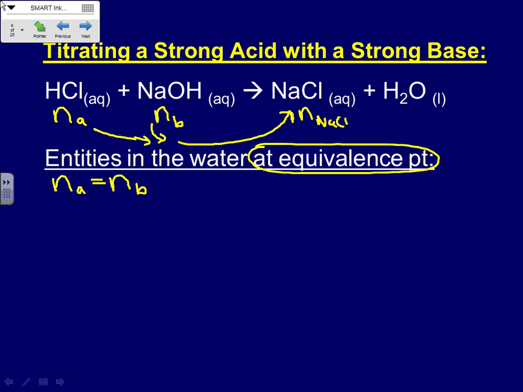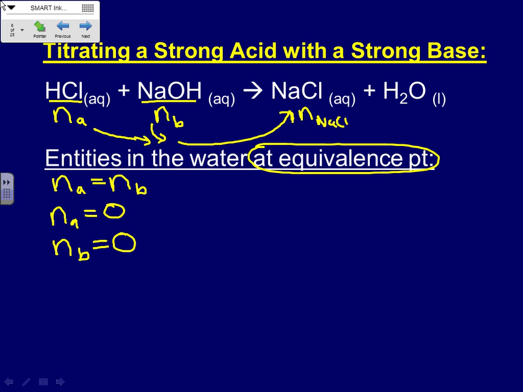So, what entities are in the water at the equivalence point? The number of moles of HCl at the equivalence point is equal to 0, because all of the acid has been consumed by the base. So the number of moles of base at the equivalence point is also 0. There are no base molecules left. They've all accepted H's from the HCl.